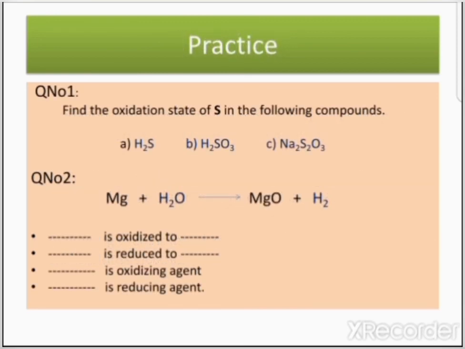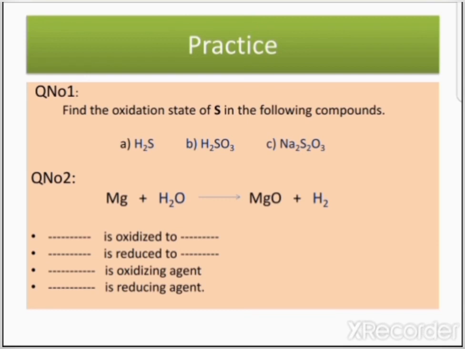Now, at the end of today's lesson, I am going to give you some questions which are related to oxidation state and oxidizing and reducing agent. Question number 1. Find the oxidation state of sulfur in the following compounds. A. H2S, B. H2SO4, C. Na2S2O3. Use the different rules for assigning the oxidation state to an atom in a compound.